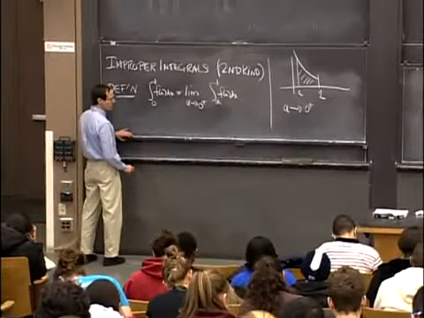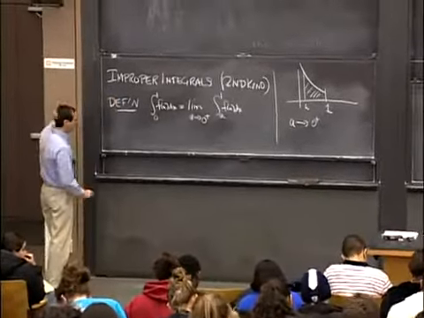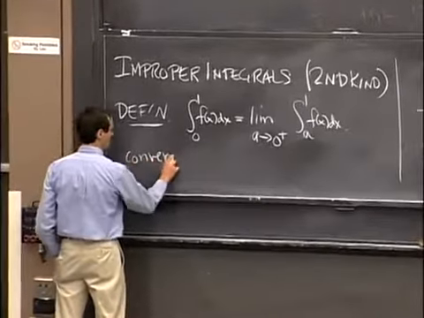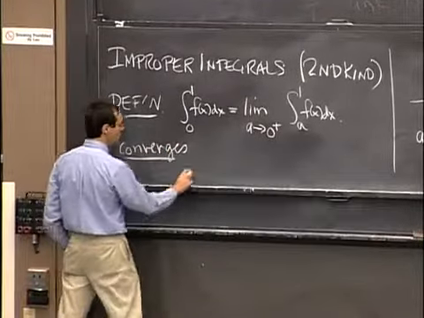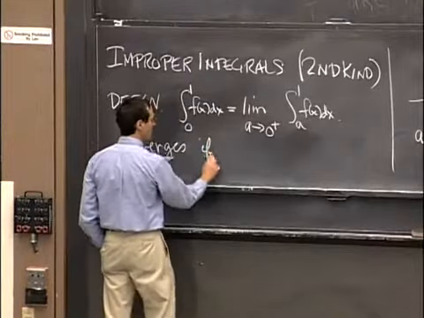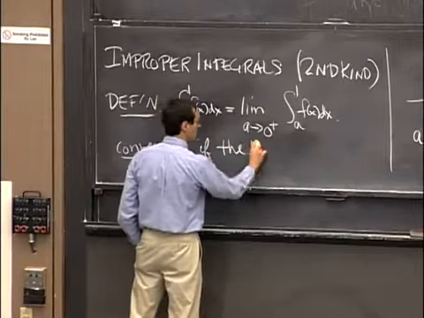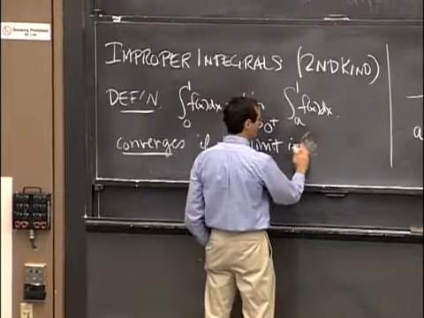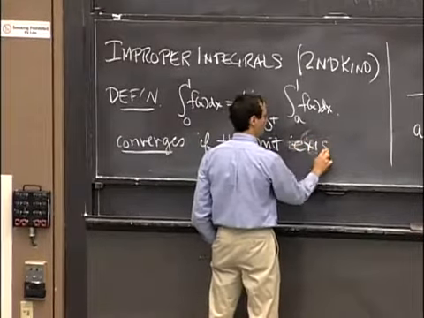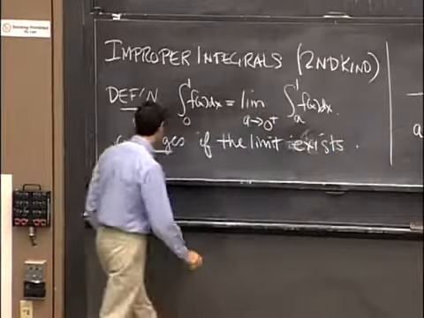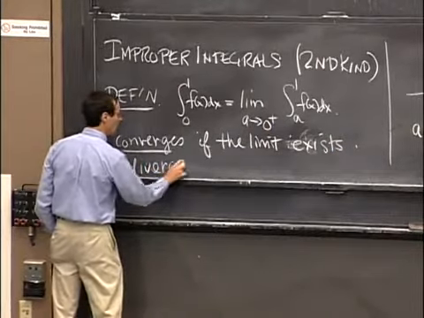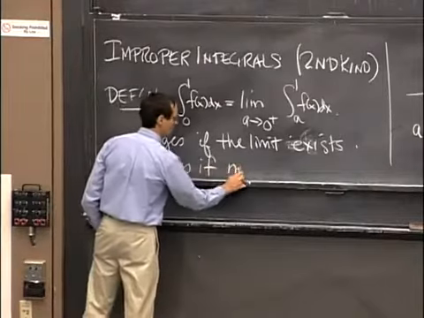And just as we did for the other kind of improper integral, we say that this converges. That's the key word here, if the limit is finite. Exists, maybe, I should just say. And diverges if not.